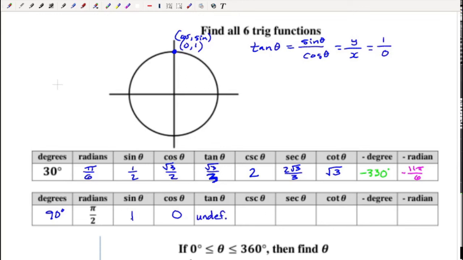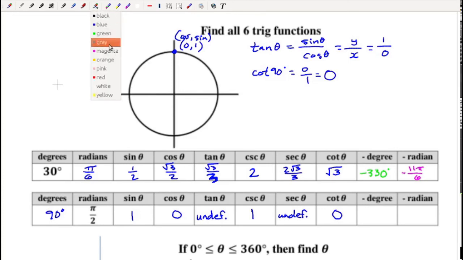Cosecant, 1 over sine, well flip over 1 is just 1, so 1 over 1 is still 1. Secant flip over cosine is also going to be undefined because the 0 ends up on the bottom. Cotangent is flip over tangent, so I had 1 over 0, that means flip it over, I get 0 over 1, which is allowed. So cotangent of 90 degrees is going to be 0 over 1 because I'm flipping over this fraction, which is just equal to 0. So cotangent is equal to 0.